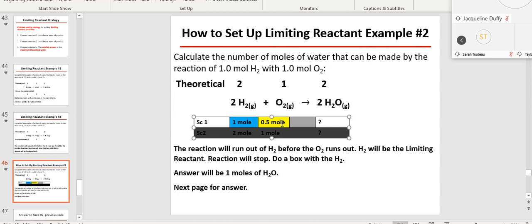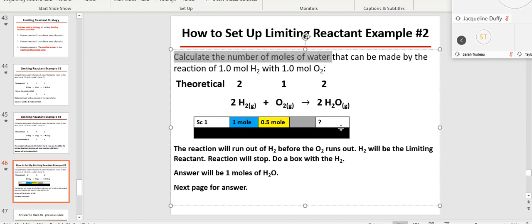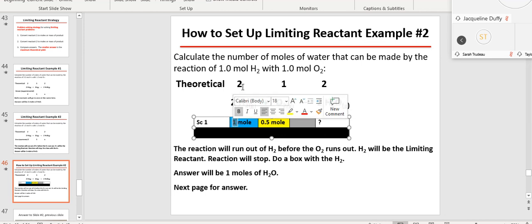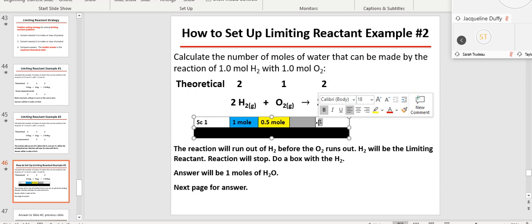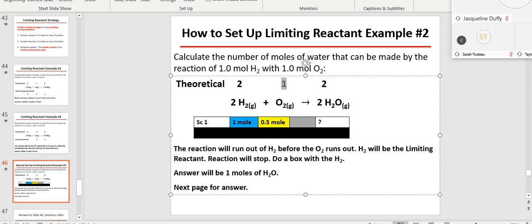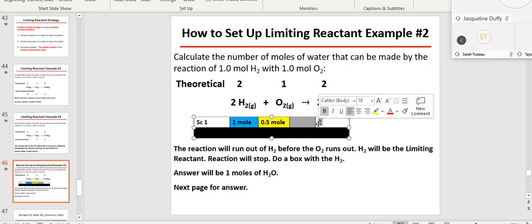Now let's go back to the question. Calculate the number of moles of water. So here I'm looking for X moles of water. I can do a box. Now I can use this box to find the answer, or I can even use this box to find the answer. Doesn't matter, they're both going to work. You've solved the riddle, that's what it all is.